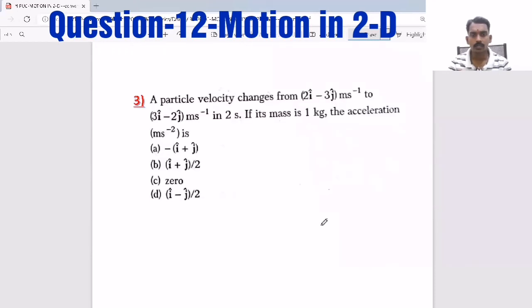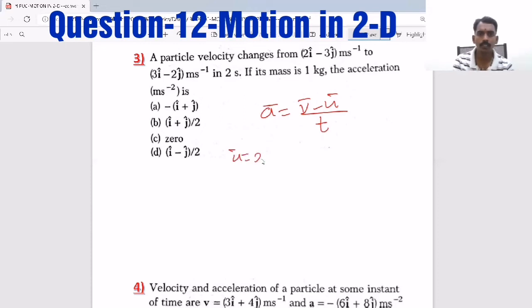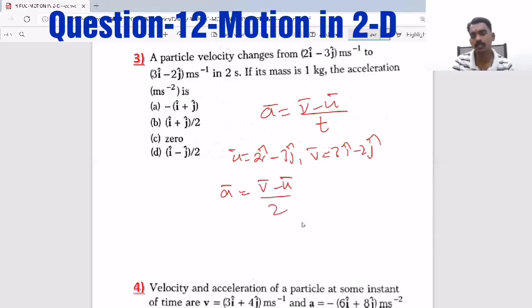Now let's take the third question. A particle's velocity changes from, so initial velocity, final velocity, both they have given. If its mass is 1 kg, the acceleration. So what is the acceleration formula? Final velocity minus initial velocity by time. So initial velocity is 2 i cap minus 3 j cap. Final velocity is 3 i cap minus 2 j cap. Then acceleration means final velocity minus initial velocity by time, which is 2 seconds. So just substitute and do it. Then you will get the answer.